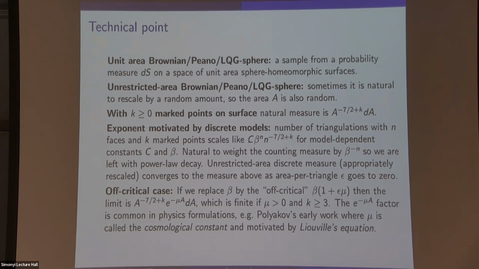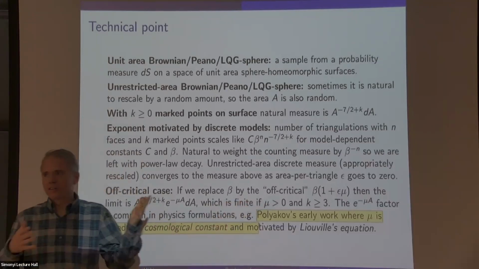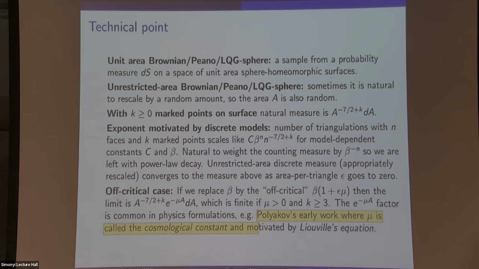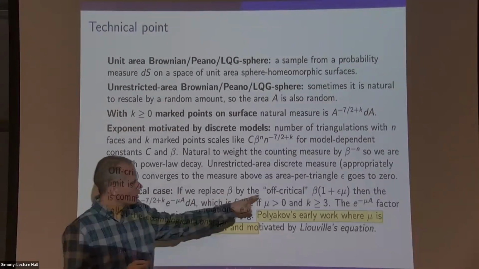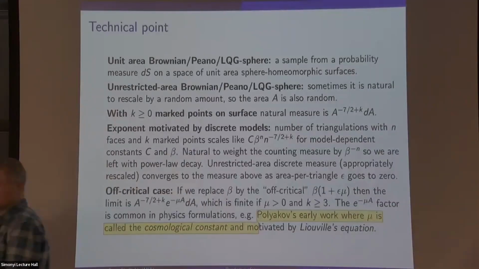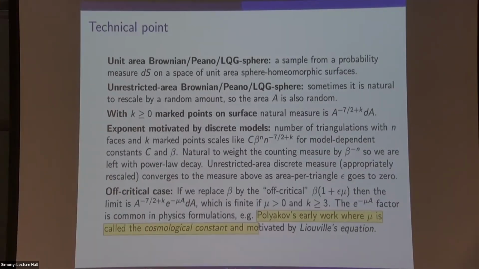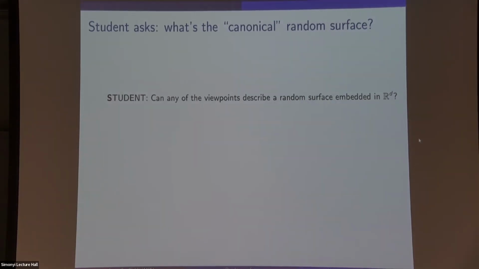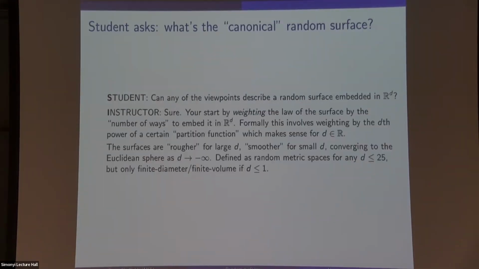And this came up in Polyakov's early work on this subject, because he was thinking of these things as two-dimensional models for gravity. And this mu is formally the cosmological constant of Einstein's equation in that perspective. But if you don't care about that at all, and you just care about statistical physics of random surfaces, you would just say, well, I'm just taking this beta to be slightly off critical, and it's giving me a slightly different kind of limiting function. All right. So if you want to describe a random surface embedded in R^d, what you do is you weight the law of your original surface by the number of ways to embed it in R^d.